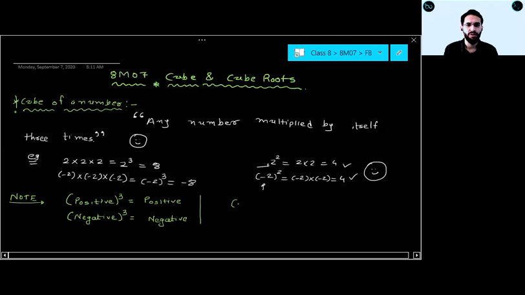Now square of a positive number. Positive. Square of a negative number. Positive. Very good. So square will always be positive. Or let me write them combinedly. Either it is positive or negative, square is always positive. Okay. But cube is this. Now, let us see one more thing.